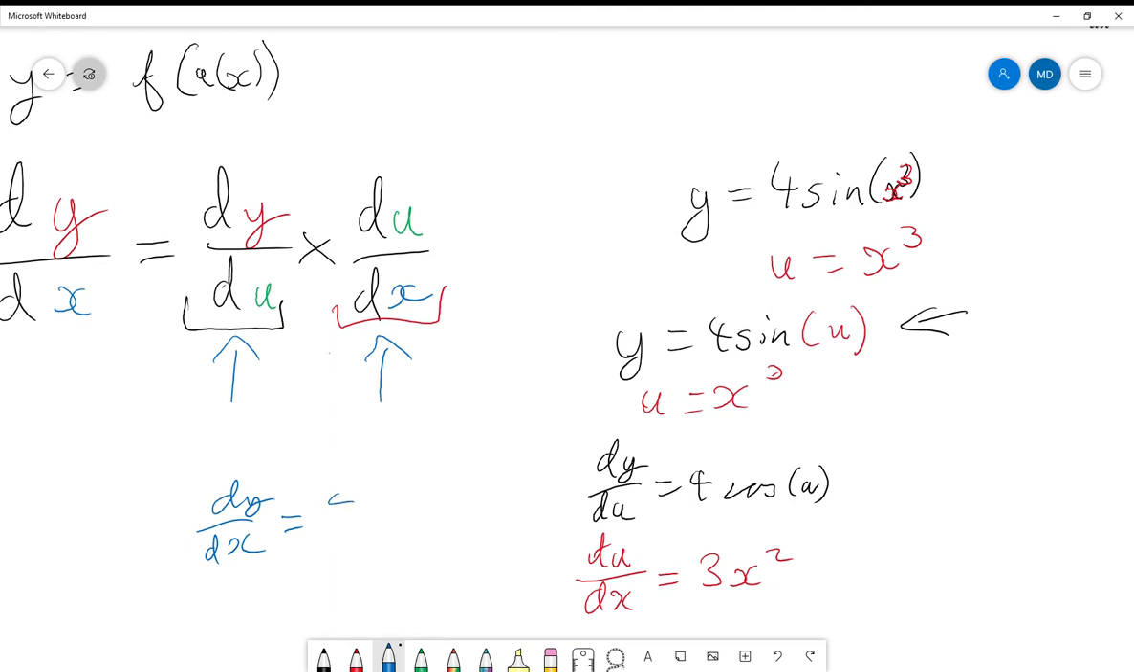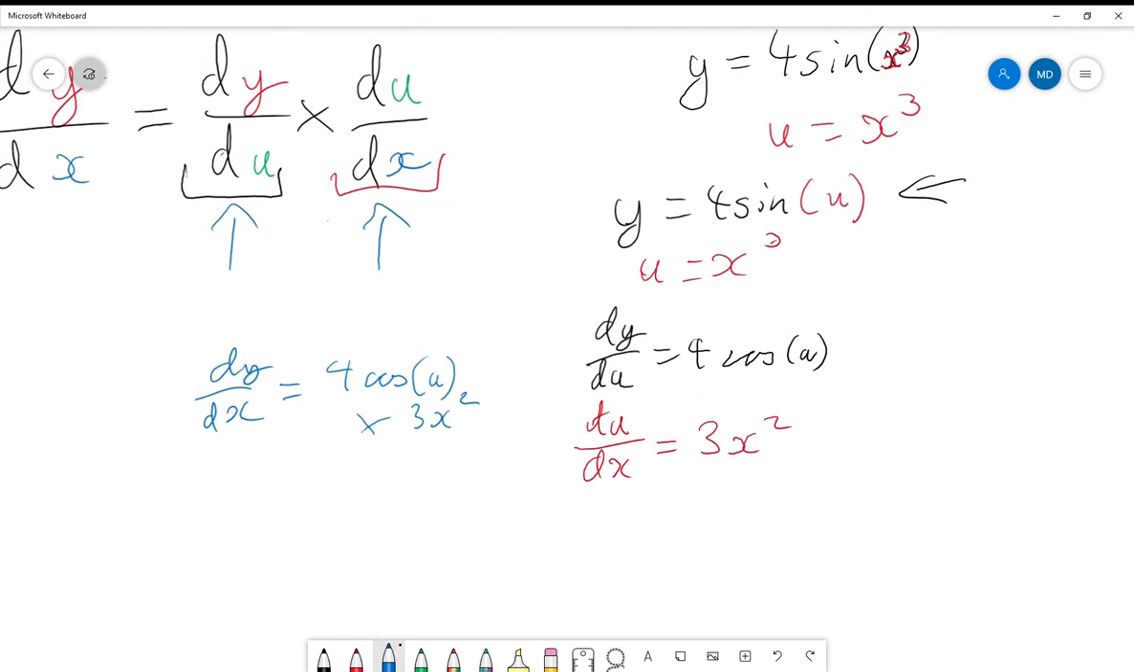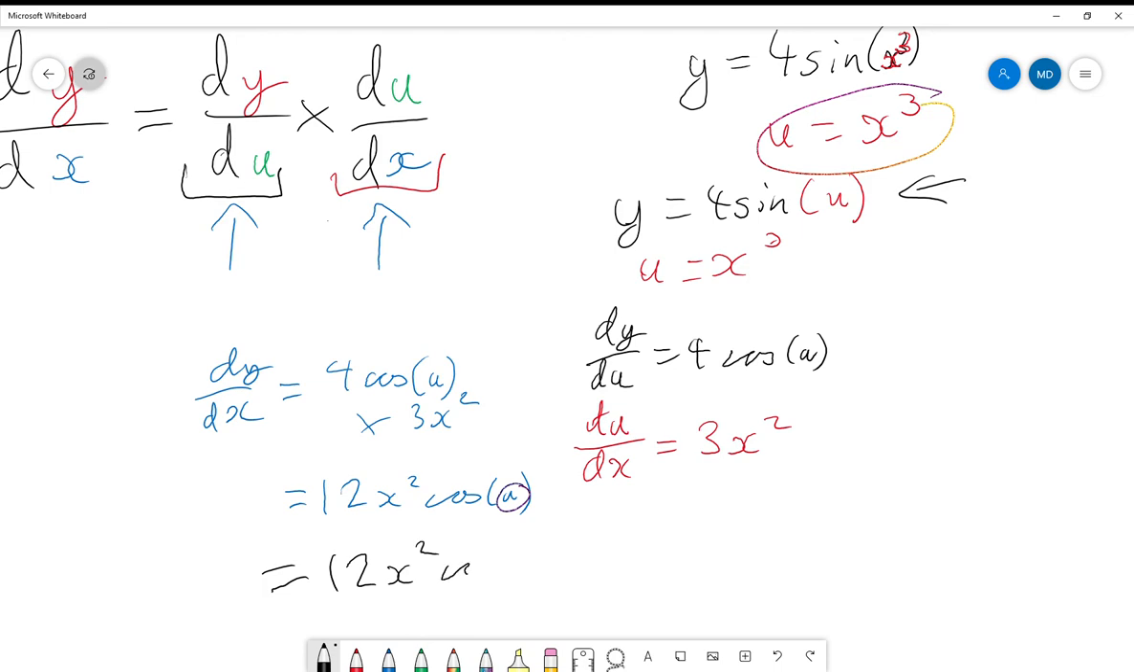So we're going to take 4 cosine of u multiplied by 3x squared, and that will give us 12x squared cosine of u. But this isn't quite good enough because we want dy by dx, so we want it entirely in terms of x, so we need to remember what our u was, and we write down our final answer as 12x squared cosine of x cubed, and that is our dy by dx.